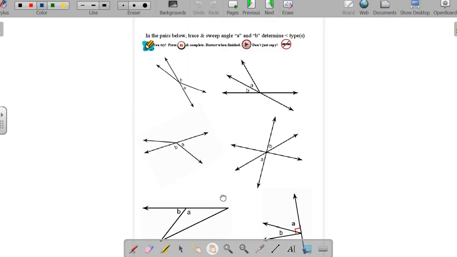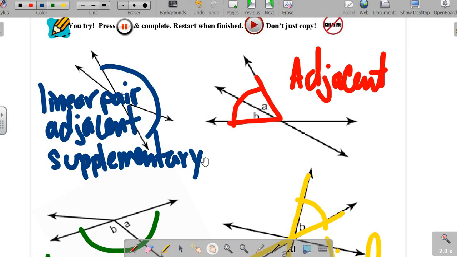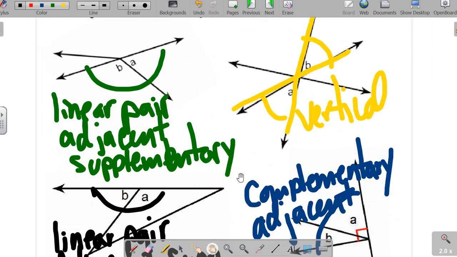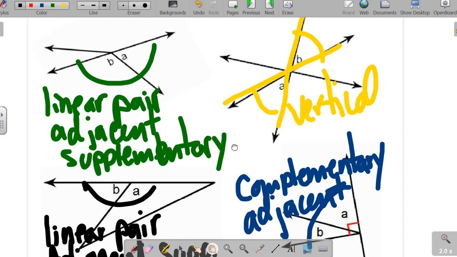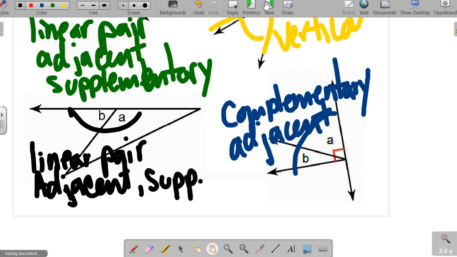Ready? Pause the video, sweep the angles, and then check. Okay, welcome back. This first one was all three. It was a linear pair, adjacent, and supplementary. This one is only adjacent. Share spine, that's it. This one, it's a linear pair, also adjacent, also supplementary. Those were vertical angles. These two, they're a linear pair, adjacent, and supplementary. These guys were complementary and adjacent.